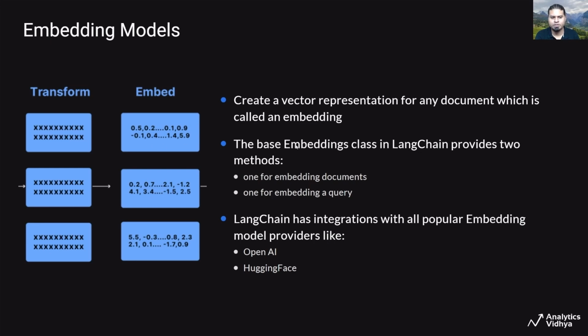Now, in LangChain, there is a base embeddings class, which provides two methods. One is for embedding documents, and one is for embedding a question or a query. And LangChain has integrations with all popular embedding model providers, which includes OpenAI, as well as open source or open models from Hugging Face. So the key idea of using embedding models is to transform these document chunks, the text, into an embedding vector, which can then be used to look up and see, okay, which documents are similar to the embedding of a given question by the user.